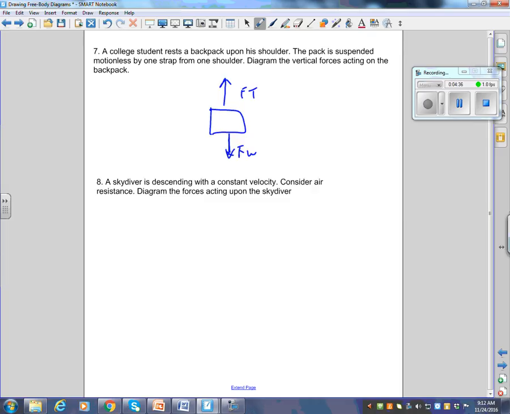Skydiver descending with constant velocity. Consider air resistance. Weight force. Air resistance. Friction force. Constant velocity, they have to be balanced. These are pretty easy. At least, I've done them probably 60 times.